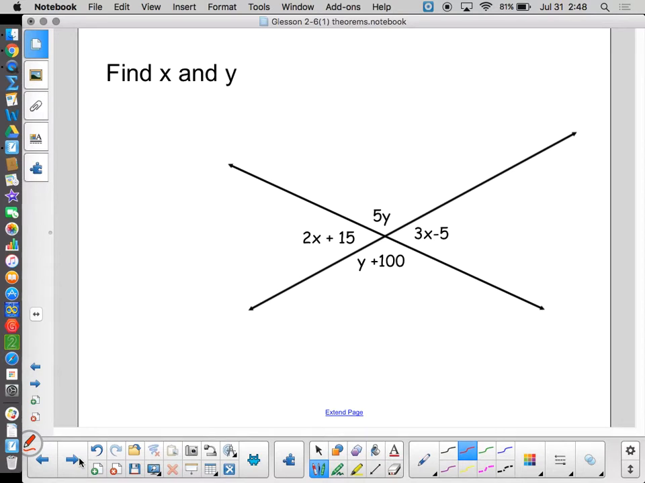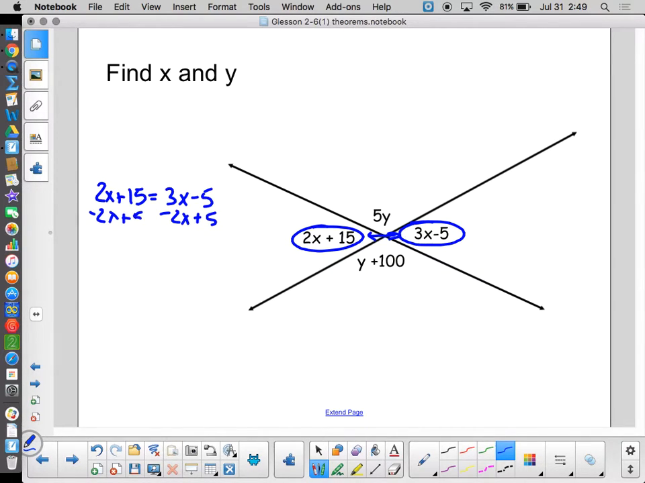Here we're looking for x and y. You have to be a little bit careful here because these problems could change depending on how things are set up. In this case, we want to put the x's together as vertical angles. So I'm going to say 2x plus 15 equals 3x minus 5. And again, relatively easy to solve. I get x equals 20.